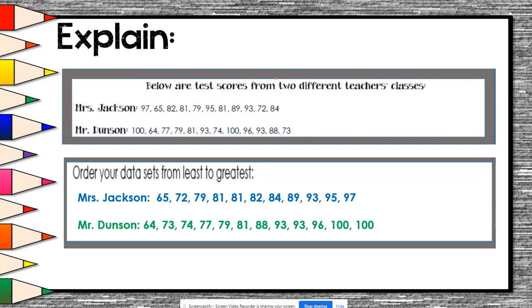Check your sets of data and make sure that they are ordered correctly, and make sure that you didn't skip any numbers. Remember that if a number shows up more than once in your data set, you do have to write it more than once when you order your numbers.